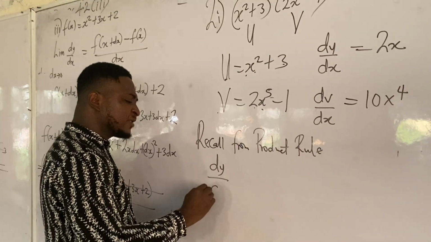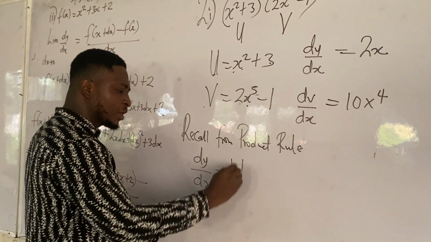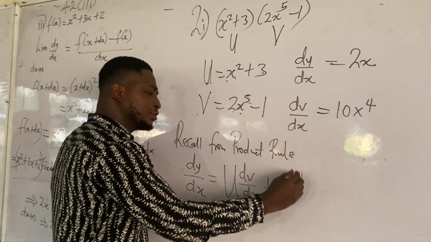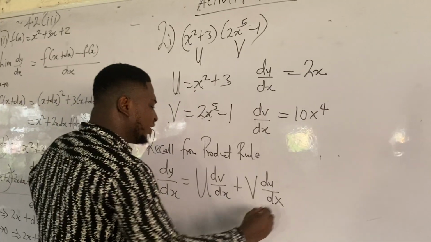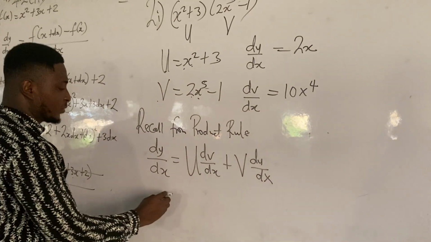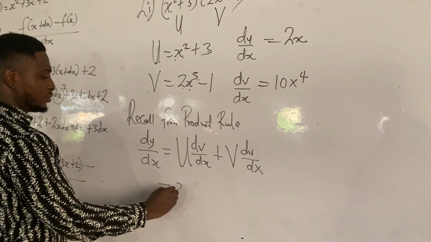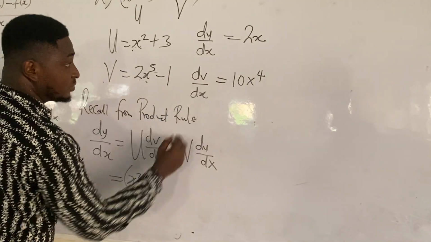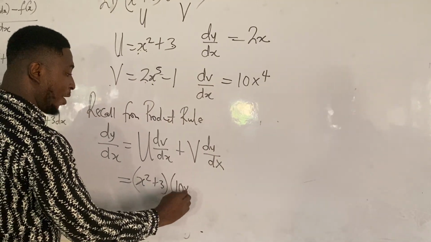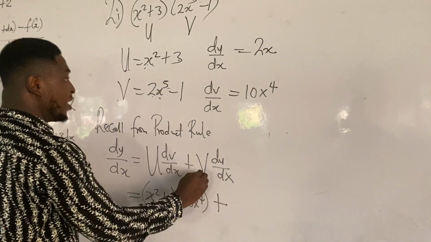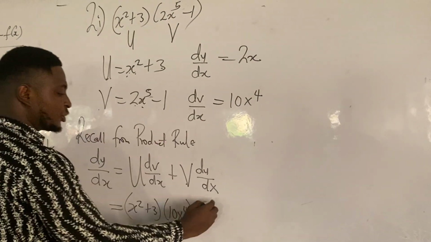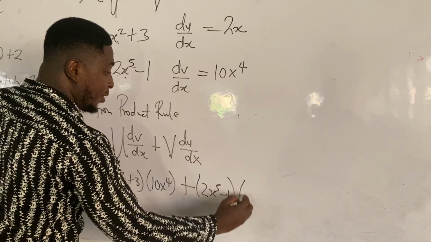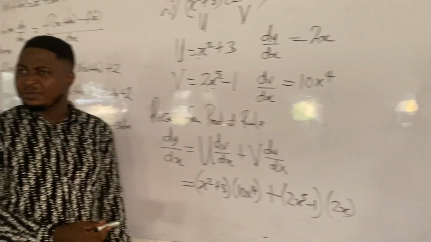Remember the formula for product rule that I've given you before: u dv/dx plus v du/dx. Who is u? x squared. Who is dv/dx? 10x raised to power 4. Plus v. Who is v? 2x raised to power 5 minus 1. And who is du/dx? 2.